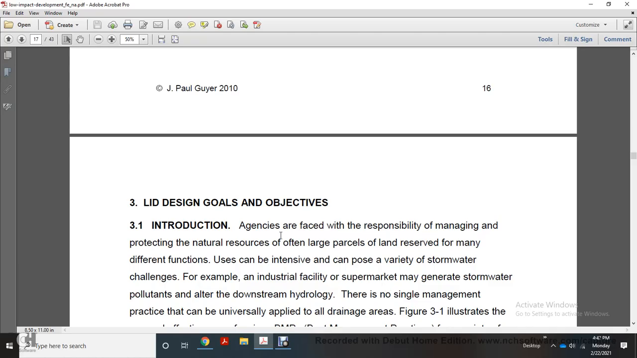Section 3. Low impact development design goals and objectives. Introduction. Agencies are faced with the responsibility of managing and protecting the natural resources of often large parcels of land reserved for many different functions. Usage can be intensive and can pose a variety of stormwater challenges. For example, an industrial facility or a supermarket may generate stormwater pollutants affecting downstream hydrology.